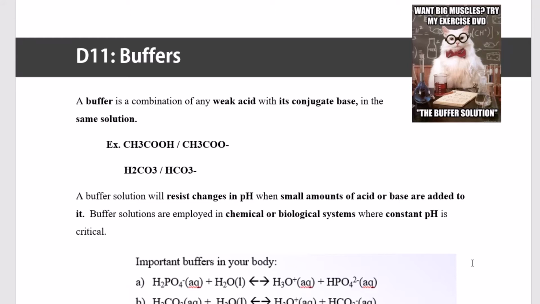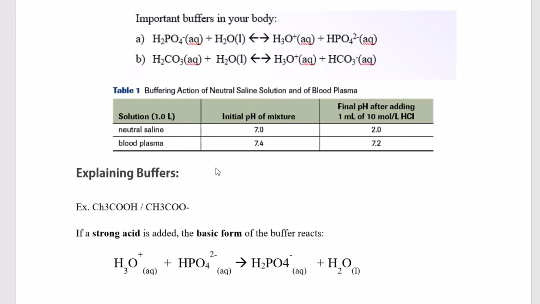Now, how do you make a buffer? Well, a buffer is a combination of a weak acid with its conjugate base in the same solution. So acetic acid and acetate can be a buffer. Hydrogen carbonate ion and carbonic acid can be a buffer as well. Now, why do they work?